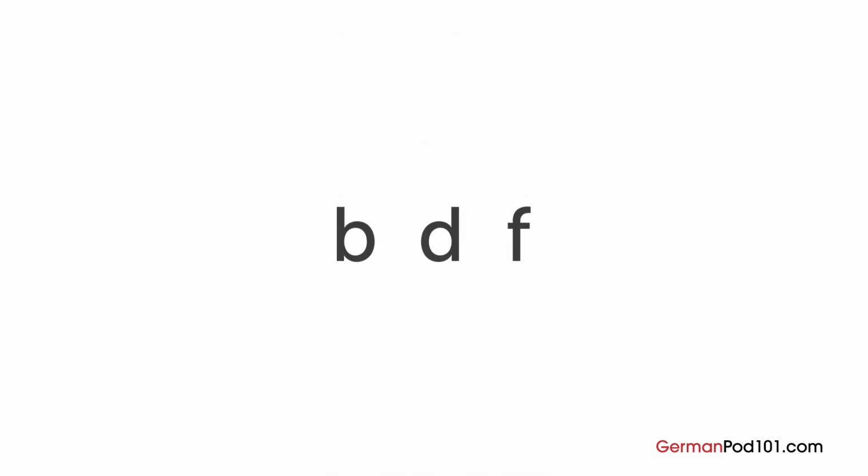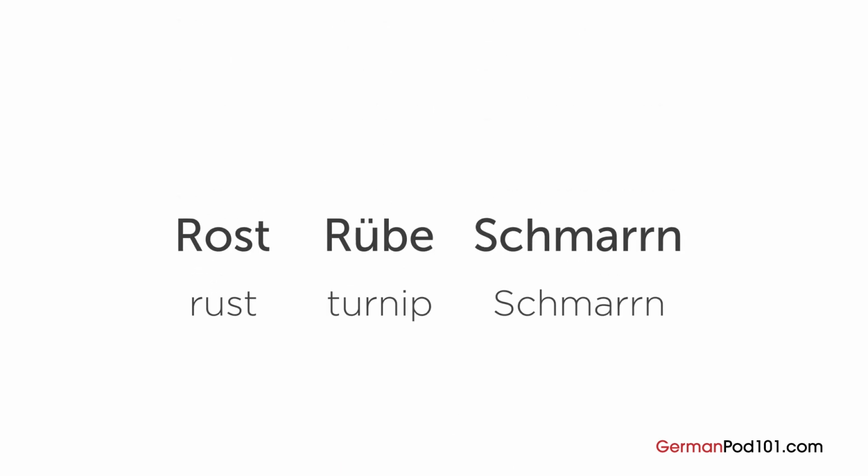Now let's take a look at German consonants. Like vowels, German consonants are predominantly similar to English. B, D. Other consonant sounds, however, may be a little more challenging. Rost, Rübe, Schmarrn. These are the sounds that you need to focus on perfecting. Okay, let's move on.